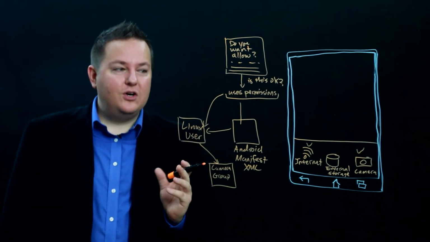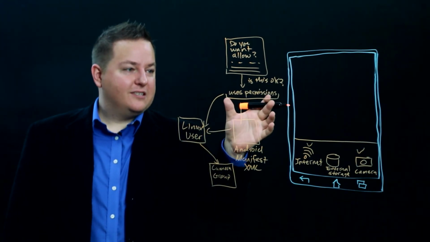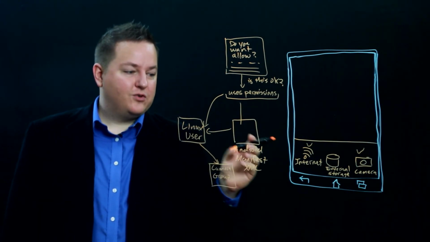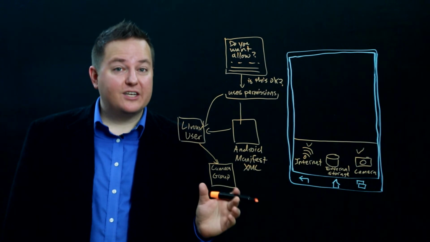So underneath the hood, all of these permissions that we see in our apps and that are manifested as uses permissions in the AndroidManifest XML files actually get mapped down to Linux user groups.